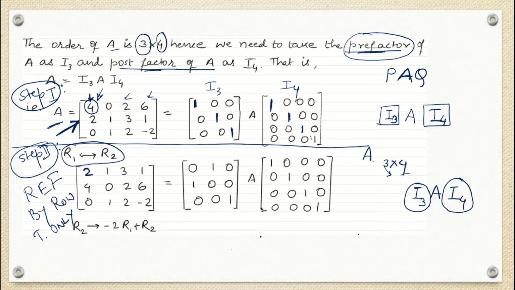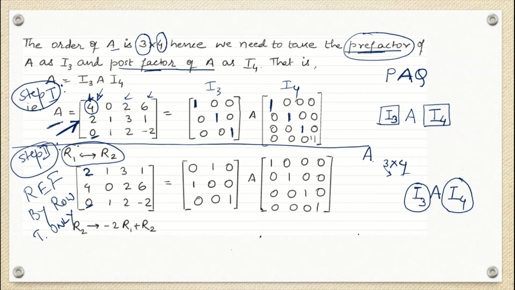I should not interchange row 3 with row 1, because 0 is not at all allowed in this first place. So I am going to interchange row 1 with row 2. If you really don't want to interchange, you may leave it, but if you write the lower value at this first place, it will be easier for further calculation.